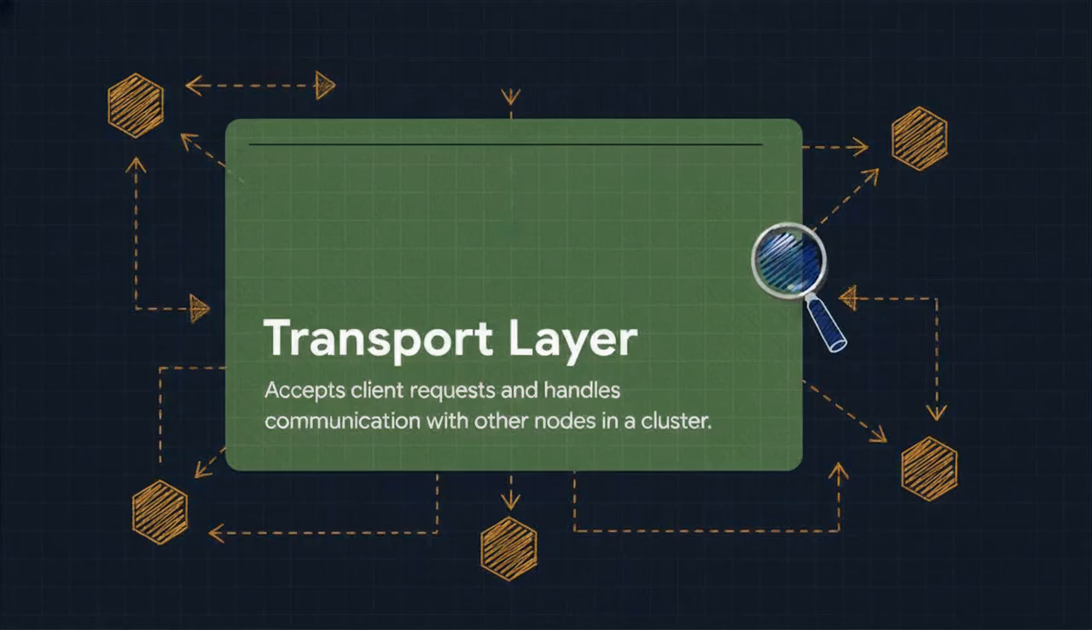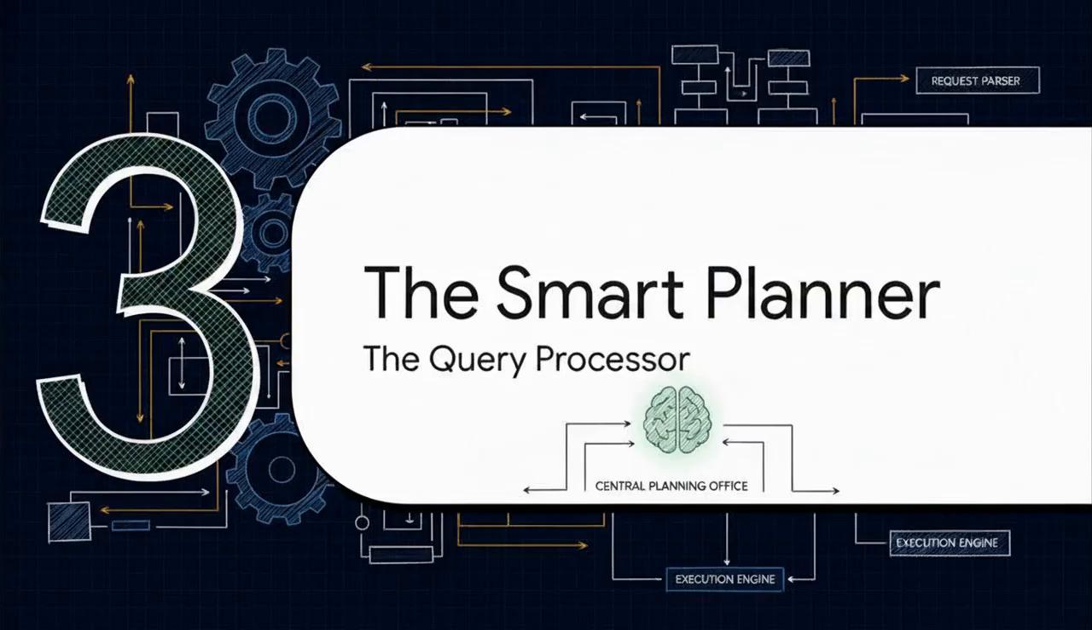So this layer really has two big jobs. The first and most obvious one is accepting those incoming requests from your app. But, and this is crucial, in a distributed system, it's also responsible for talking to all the other database nodes in the cluster to coordinate everything.